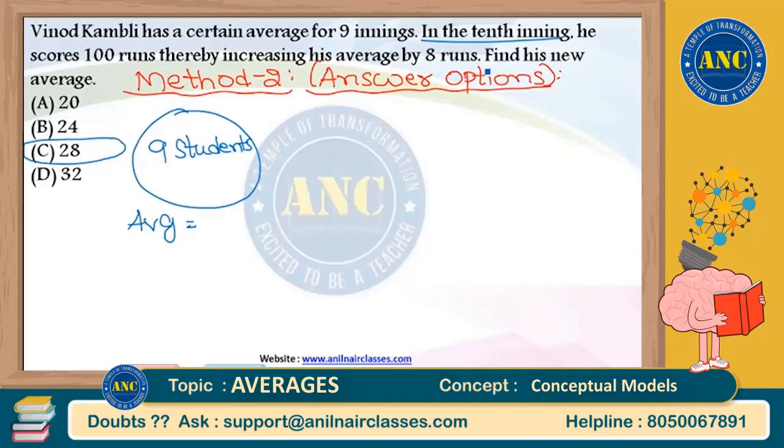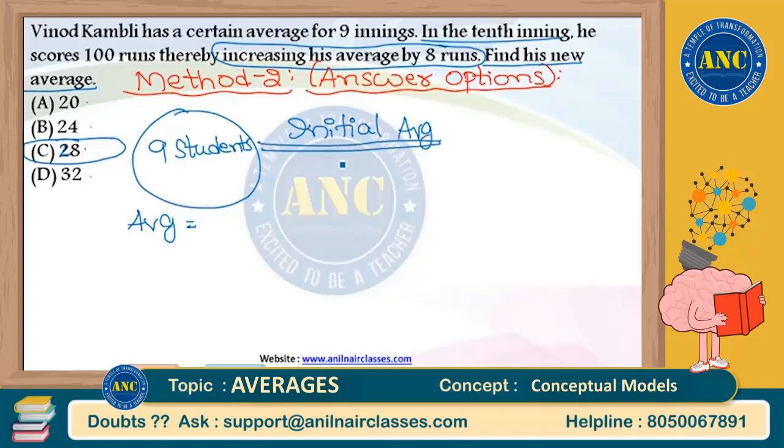Now, the question is to find his new average. That means the answer option will represent the new average. I am assuming the new average as 28, which is the new average after the average increases by 8 marks. That means the initial average will be 20, right? Initial average will be 20.